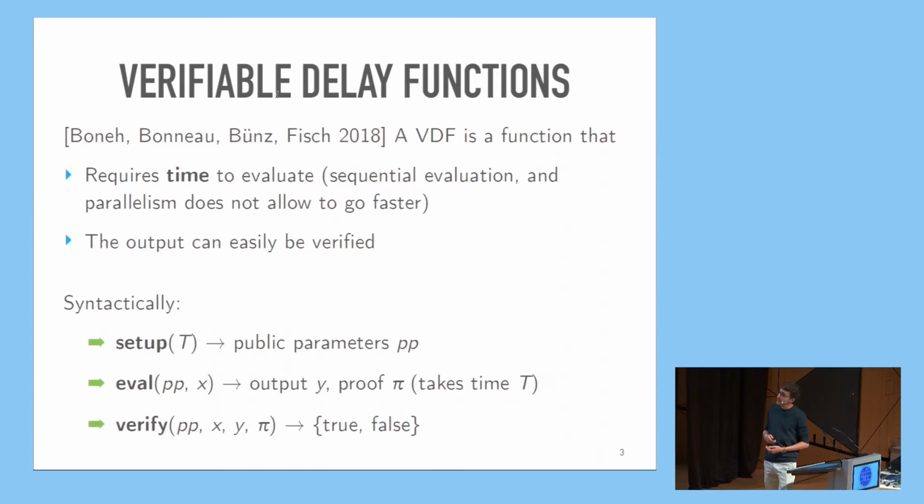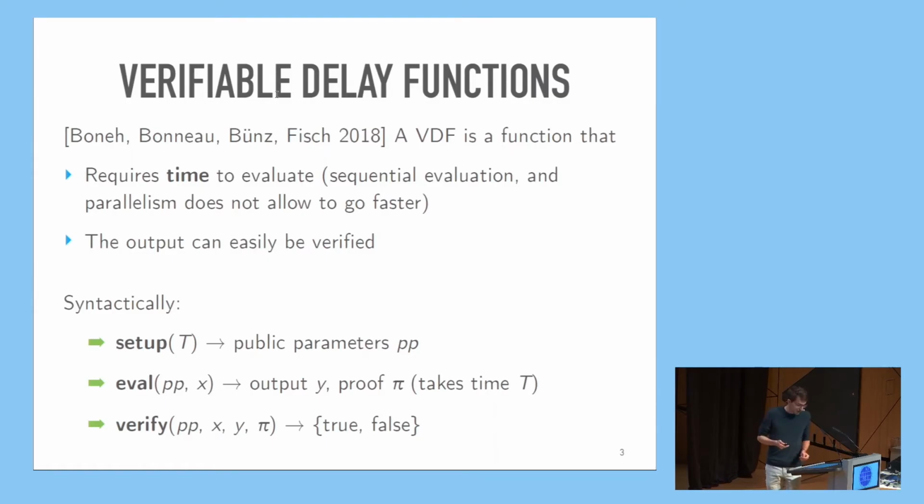So syntactically, it's essentially three components. A setup procedure, which takes as input a time parameter t. You can imagine t to be 10 minutes. And will output some public parameters. Then you have an evaluation procedure, which takes an input x and gives some output y, and maybe together with a proof pi. This evaluation procedure is the procedure that is meant to take time t to evaluate. Then you have the verification procedure that takes x and y, and maybe the help of a proof pi, and will decide whether or not y is the correct output for the input x.